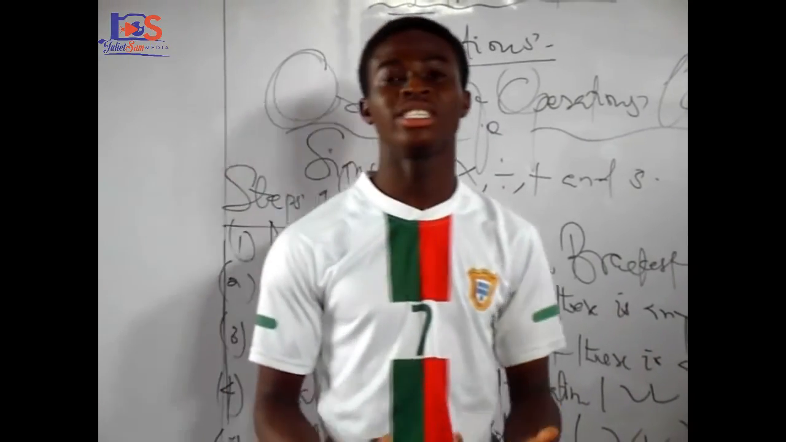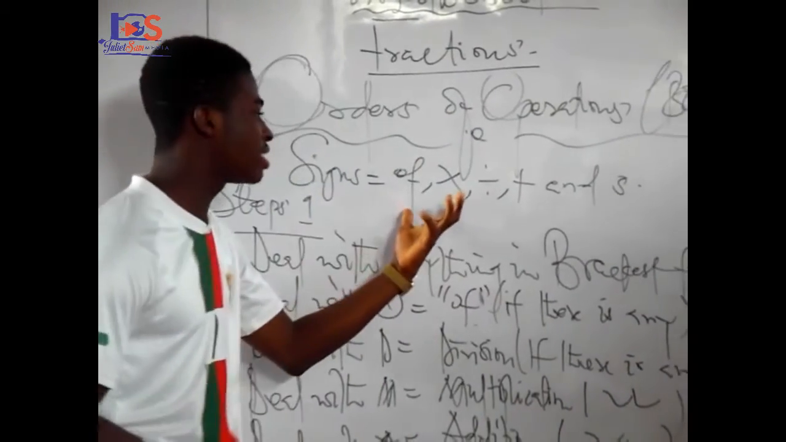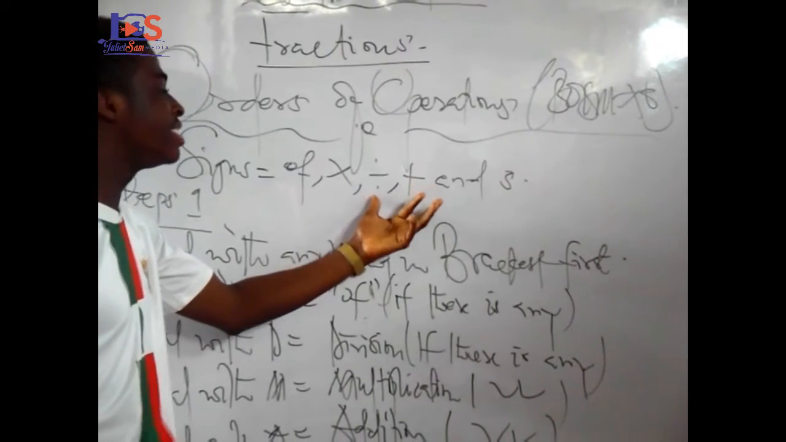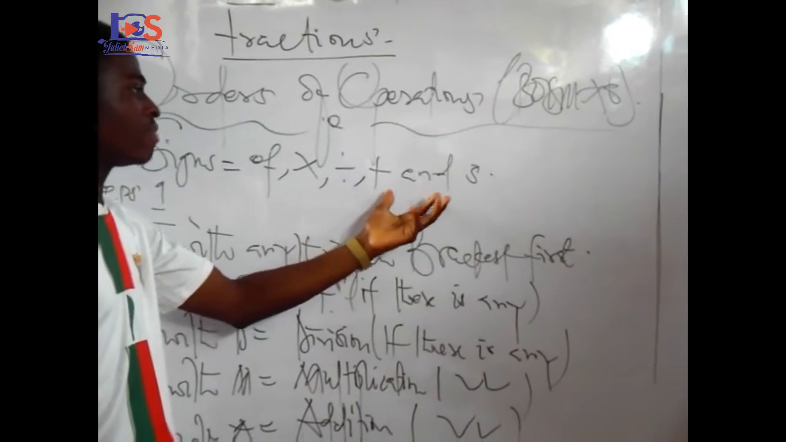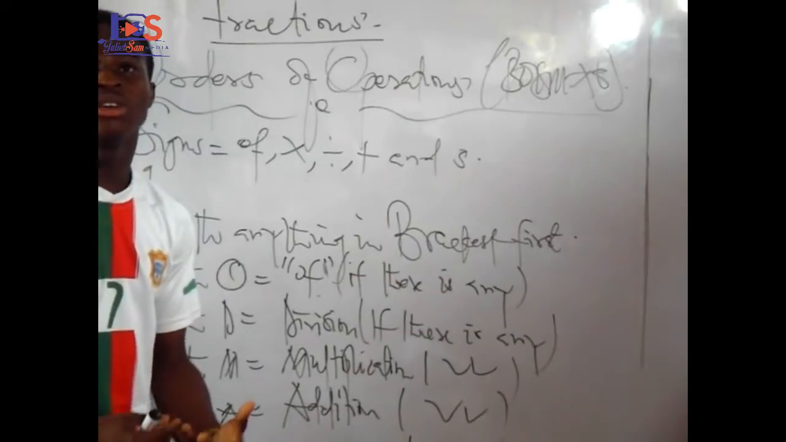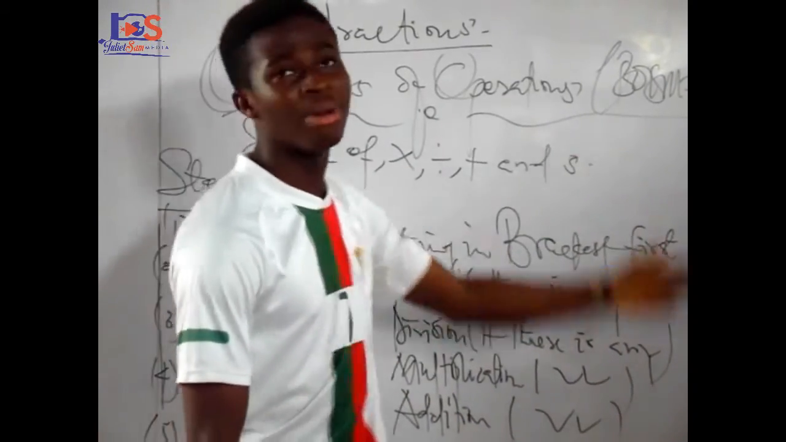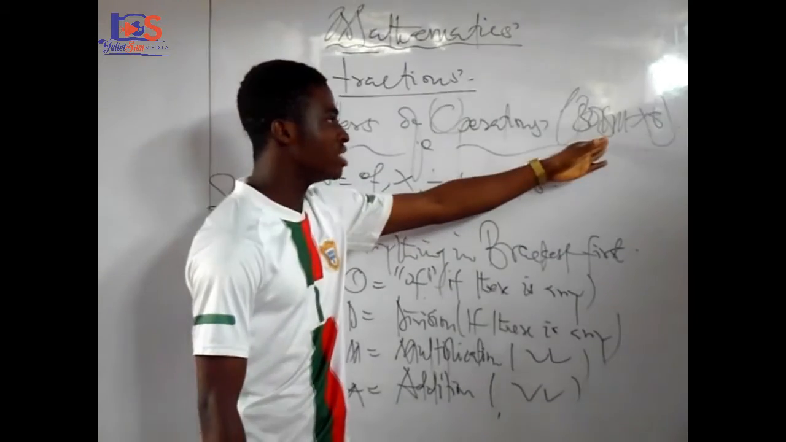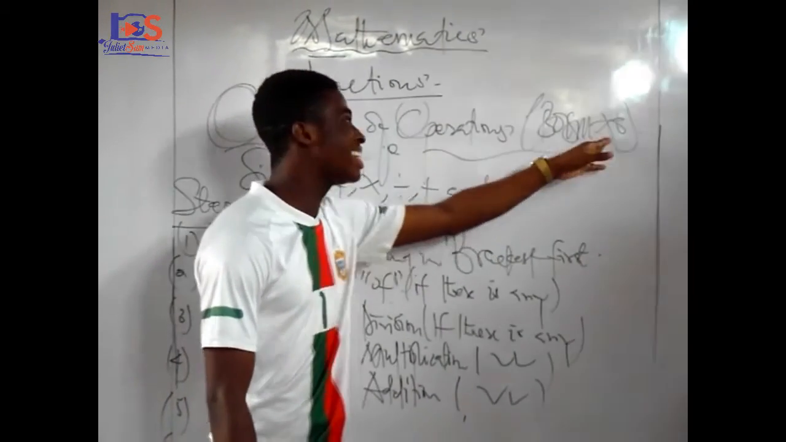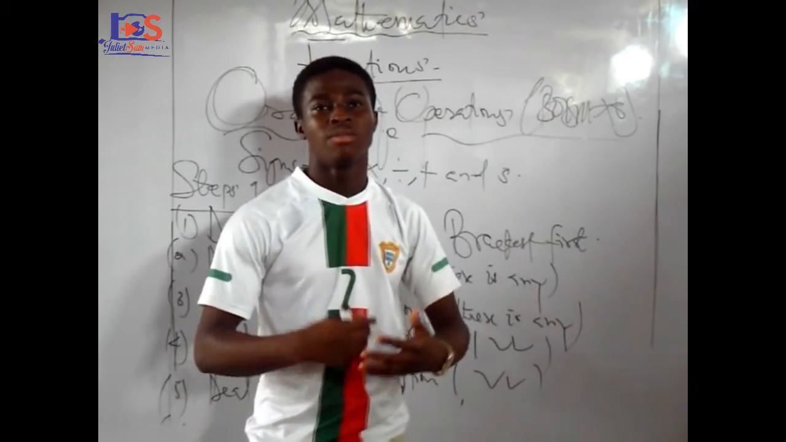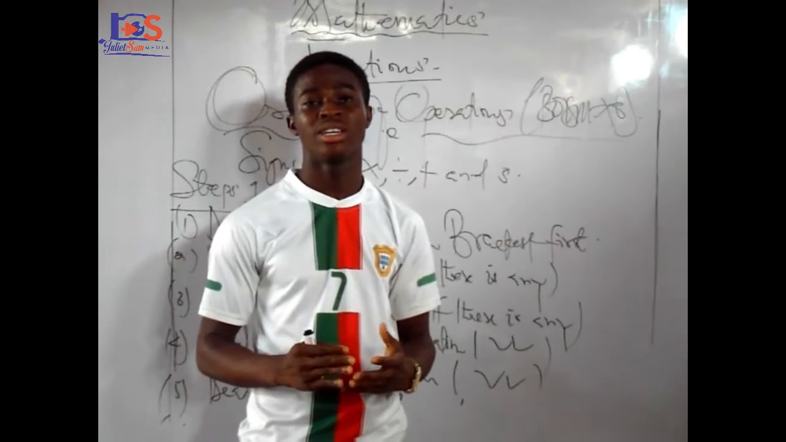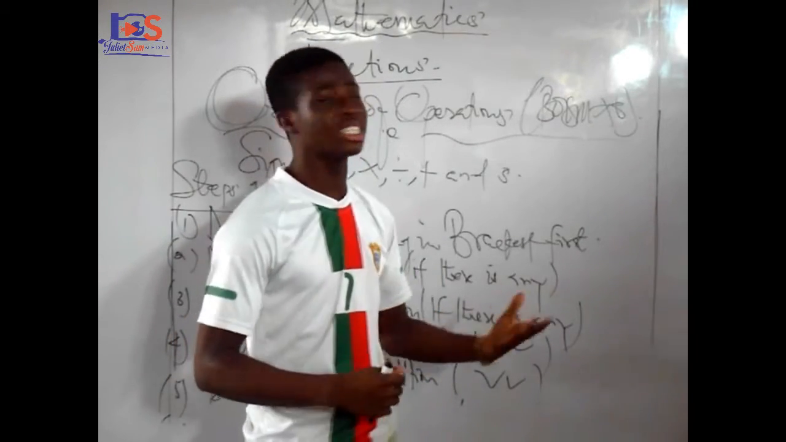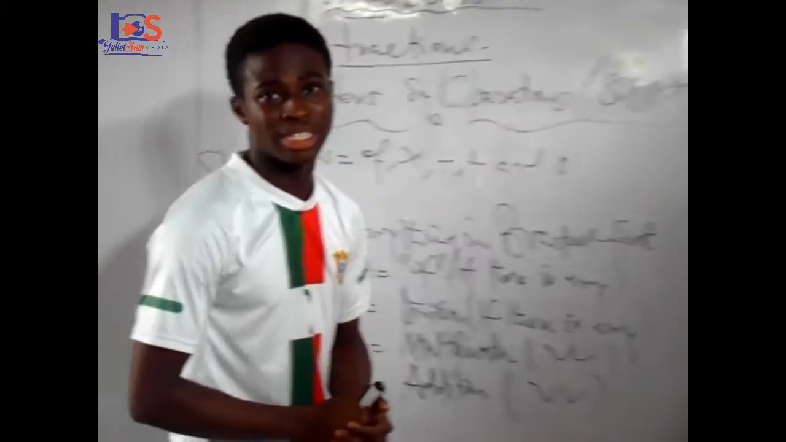When solving fractions involving more than these signs, the of sign, the multiplication sign, the division sign, the addition sign, and the subtraction sign, we need to use the term called BODMAS. What is BODMAS? BODMAS is Brackets, Of, Division, Multiplication, Addition, and Subtraction. Before we can solve any question, you need to follow the steps used in solving such a question. Let's go through the steps.